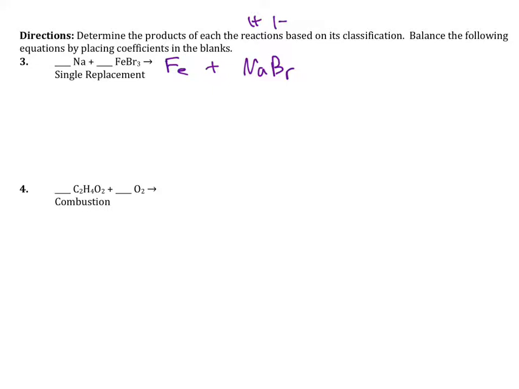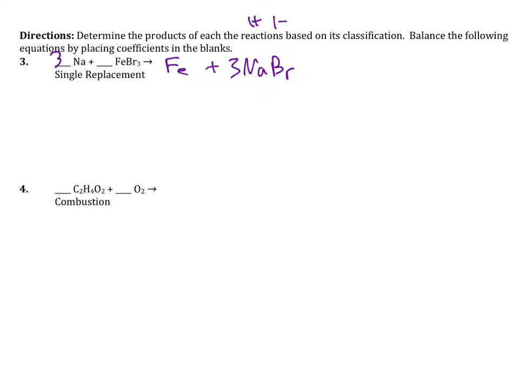So once we figure out the correct formulas, we can then balance it. So again, the key thing is to always make sure you have the correct formulas. Now, if you take a look, the bromines are unbalanced. So to balance that, you put a 3 right here. And when you do that, you then have to put a 3 here to balance the sodiums because there's 3 sodiums here. Now there's 3 sodiums there. And the irons happen to be balanced, so we're good with that.